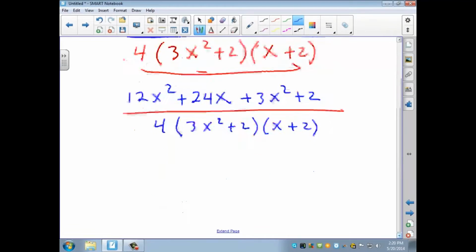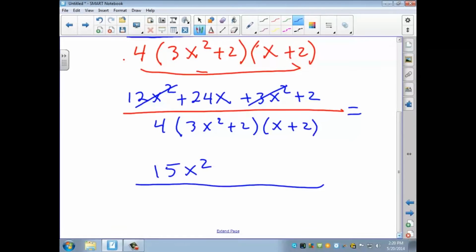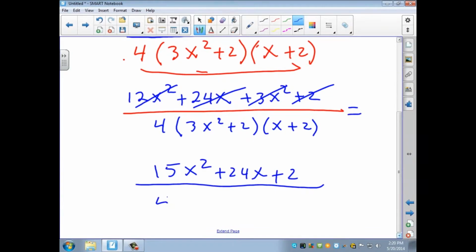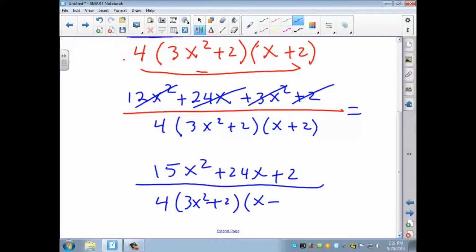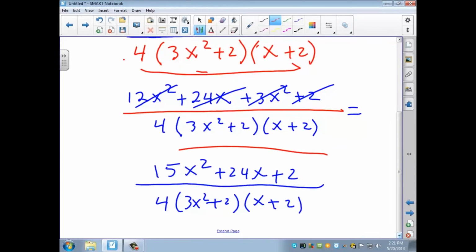The numerator, you should be able to simplify it a little bit. You have 12h squared plus 3h squared. That is 15h squared. You have 24h. And you have a 2. Denominator the same. 4 times 3h squared plus 2 times h plus 2. So that is basically your answer.